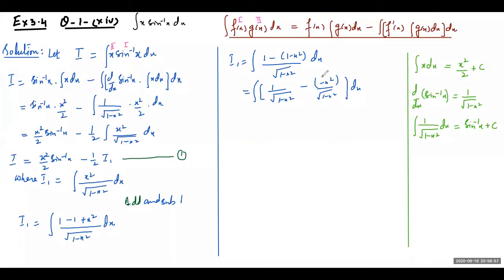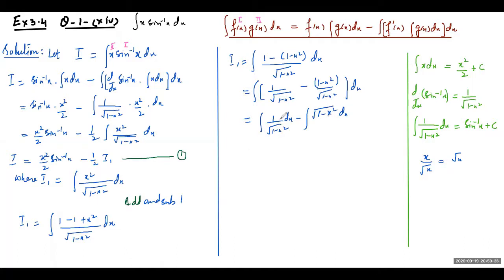Now this thing, 1 minus x square divided by square root of 1 minus x square, using the basic result of algebra, we are going to write this as integral 1 by square root of 1 minus x square, and this can be written as square root of 1 minus x square. I have also opened up the bracket, so we get a dx here and an integral sign and a dx here too.